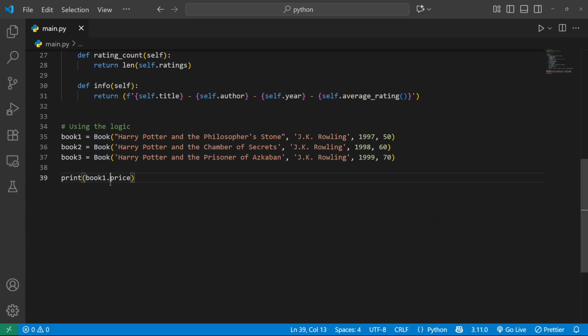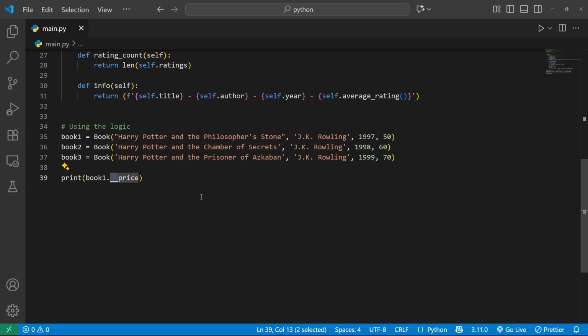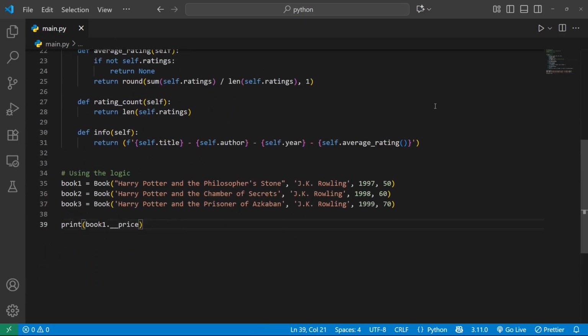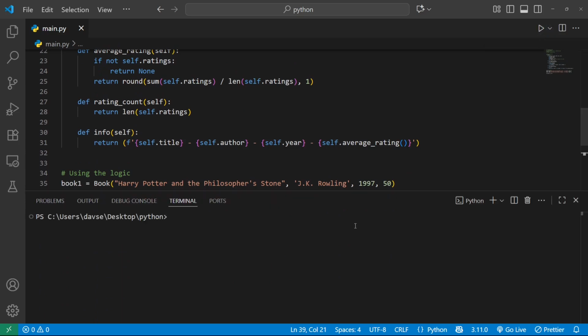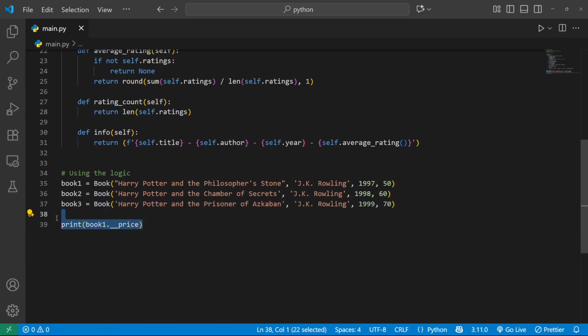Okay, great. Maybe you will say, okay, so I will use something like this, and put here 2 underscores, because we have 2 underscores here. So maybe this will work. I will run it, and you can see attribute error. Book object has no attribute price. So it's impossible to use it here, okay?